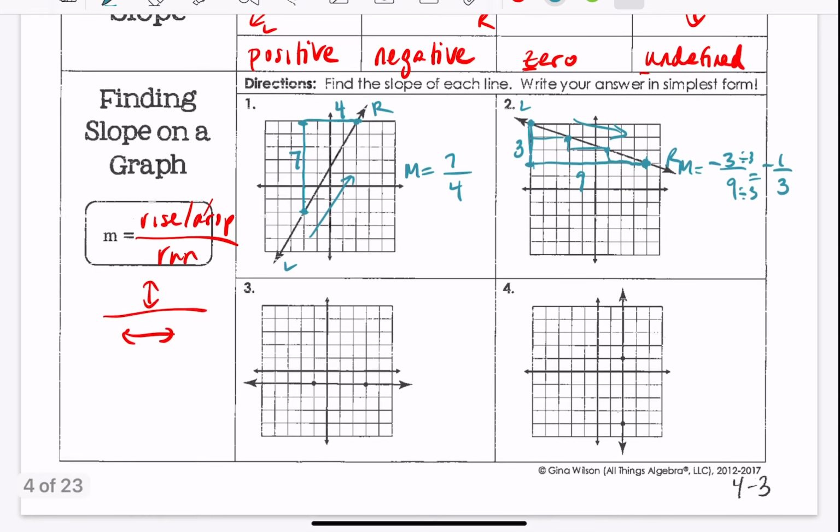So number 3, they give me 2 points, but do you notice something about this line? It's a horizontal line, right? Horizontal lines have a 0 slope. I don't need to do any math. I just look at it, I know it's 0, right? I know from here to here, it's horizontal. This one's a vertical line, right? And I know that vertical lines have a slope that's undefined. So 0 is a number, right? So when it's horizontal, it's the number 0. When it's vertical, it is the word undefined. There's no slope that fits this.